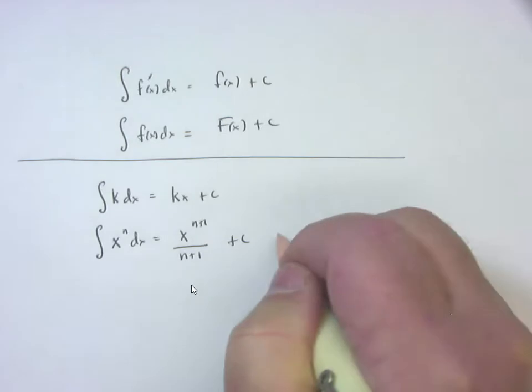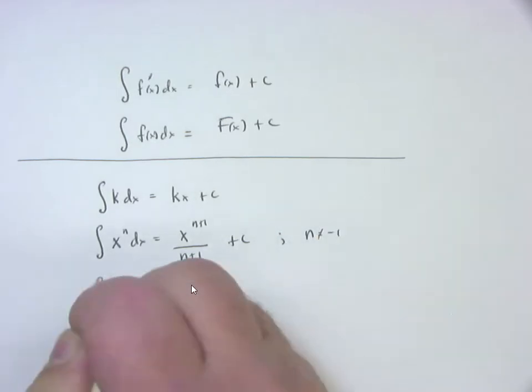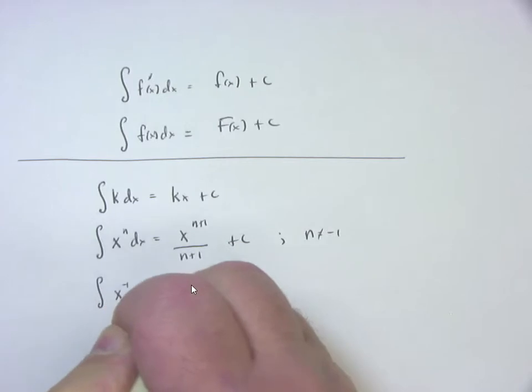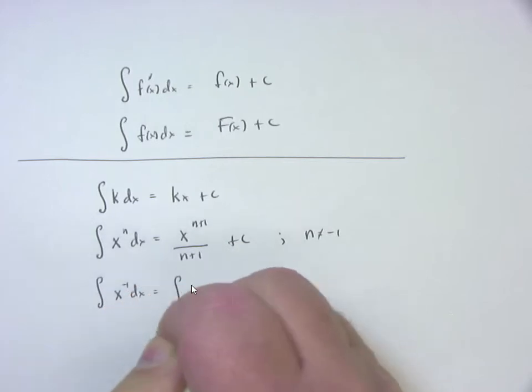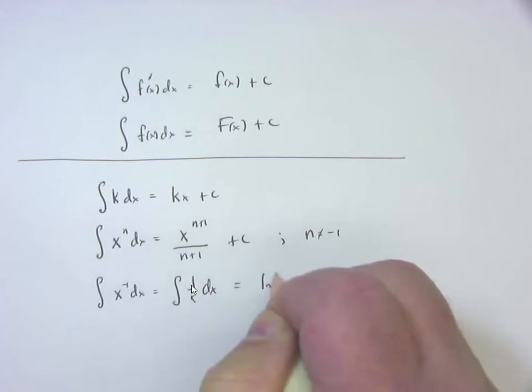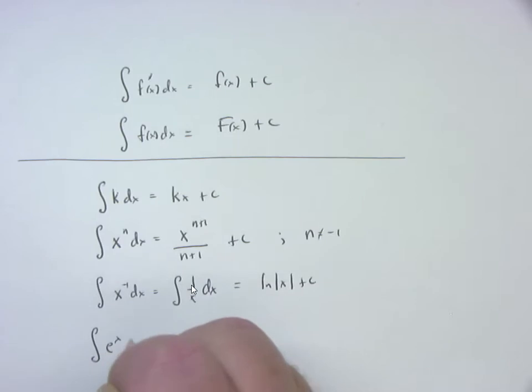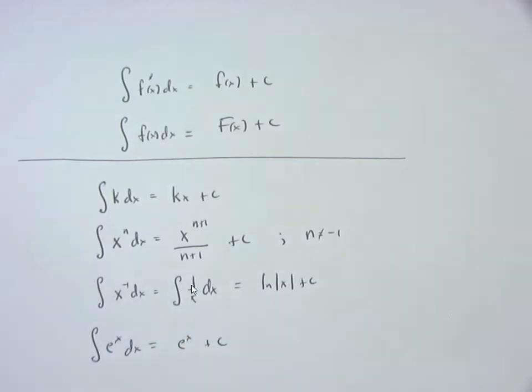You can have any power except -1. The power cannot be -1, because when it is, the integral of x to the -1 dx is the same thing as the integral of 1 over x dx, and that's equal to the natural log absolute value of x plus c. The integral of e to the x dx is equal to e to the x plus c.